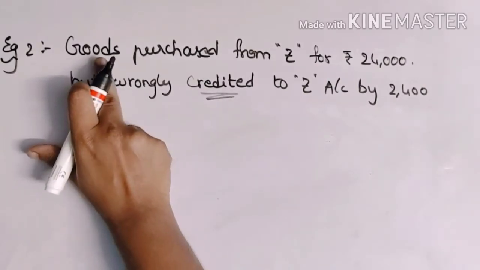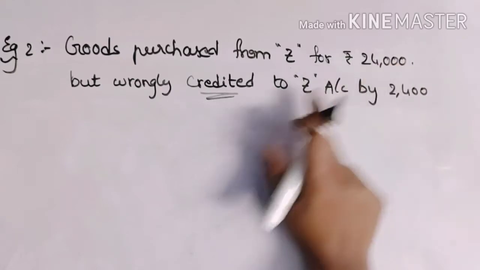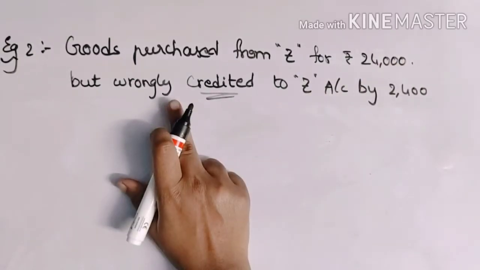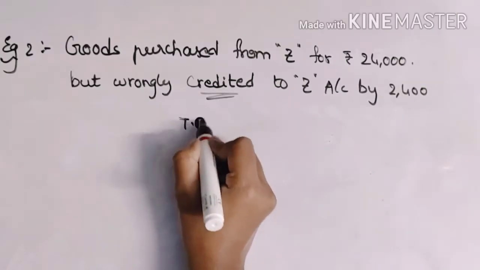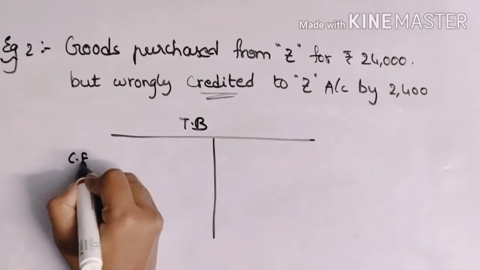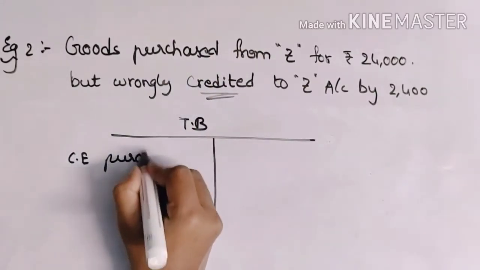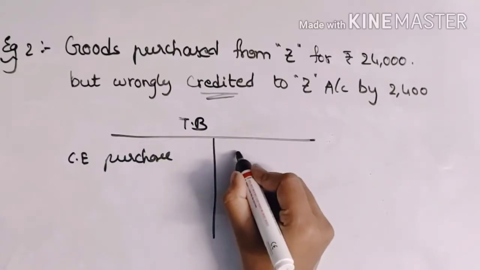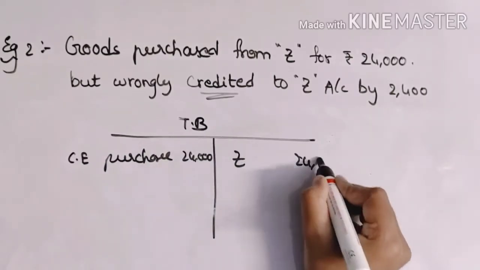What they have given: goods purchased from Z for 24,000, but in the Z account they have wrongly credited by rupees 2,400. Now just simply draw an extract of the trial balance and write the correct entry. What is the correct entry for the goods purchased from Z? Purchases account debit to Z account 24,000. This is the correct entry.